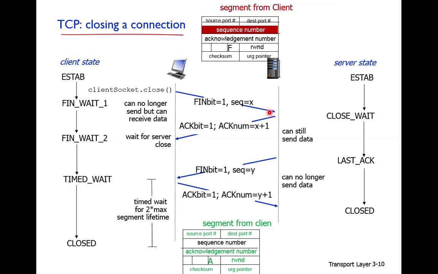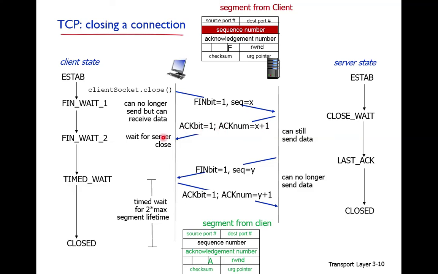When this message is received, the server has to send the acknowledgement. If its sequence number is X, its acknowledgement will be X plus 1, and the A flag will be on. This will be the segment structure. Suppose the server wants to send data, so the server only sends the acknowledgement for this packet. The server doesn't want to close the connection because it still wants to send data.